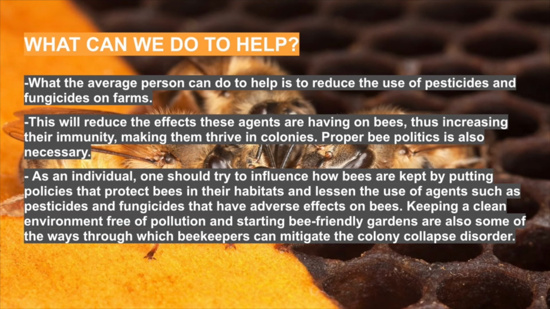As an individual, one should try to influence how bees are kept by putting in place policies that protect bees in their habitats and lessen the use of agents such as pesticides and fungicides that have adverse effects on bees. Keeping a clean environment free of pollution and starting bee-friendly gardens are also some of the ways through which beekeepers can mitigate colony collapse disorder.